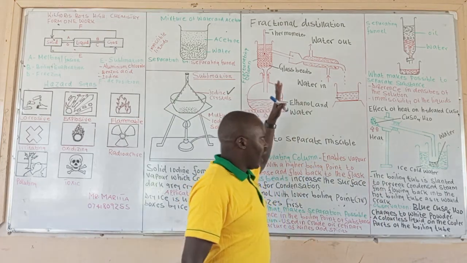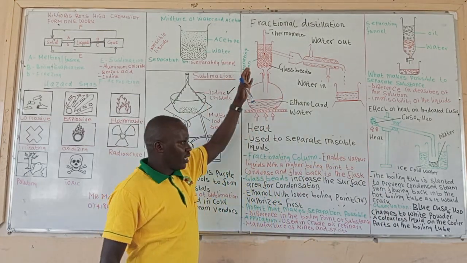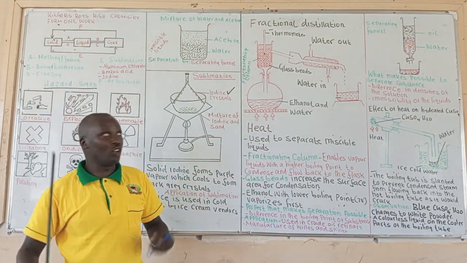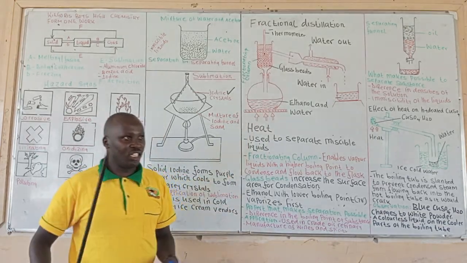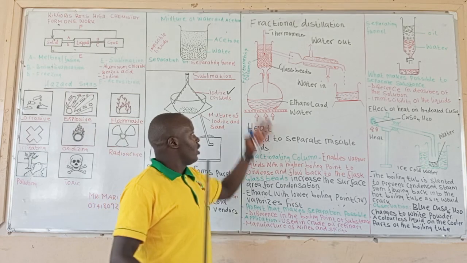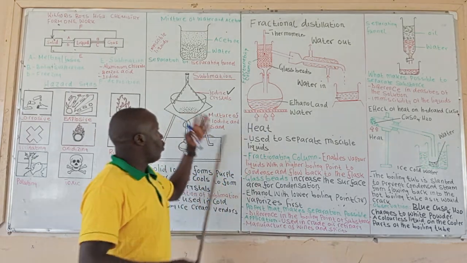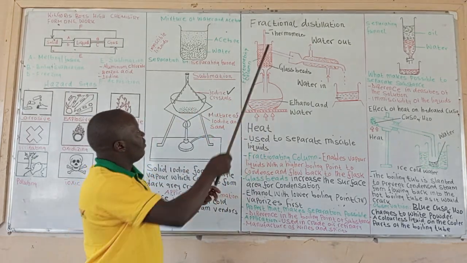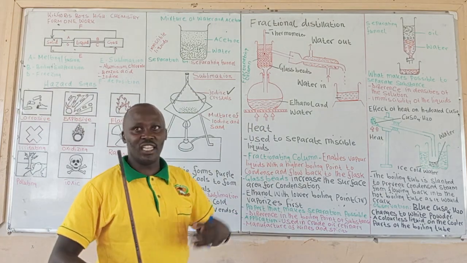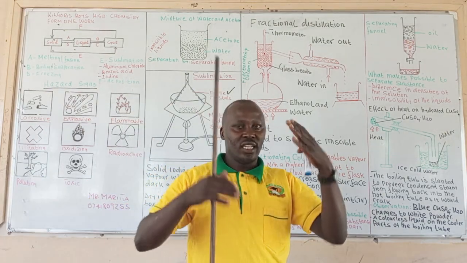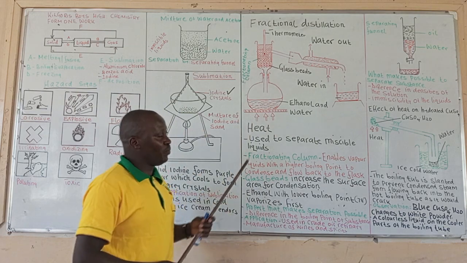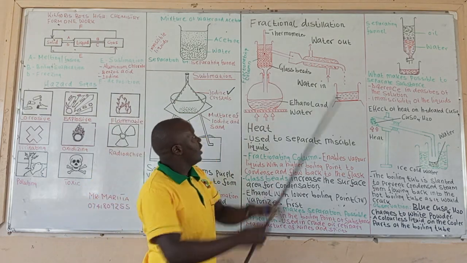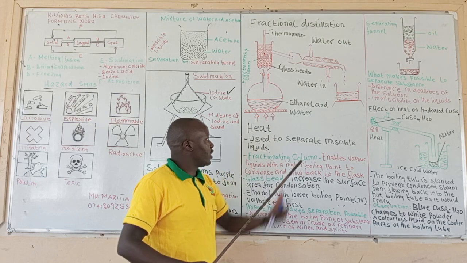Another common method used in separation of mixtures is what we call fractional distillation. In this fractional distillation diagram, we have a thermometer indicating the boiling point, and then we have the fractionating column. We have the glass pits. We have water out, and then we have water in.